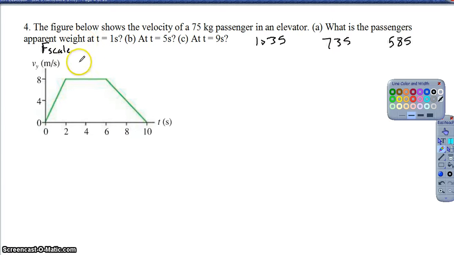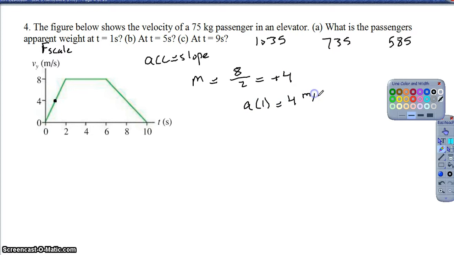Well, if I want to know what the apparent weight is, I need to know what the acceleration is. Well, I've got a velocity versus time graph. If I want to find the acceleration, I need to be comfortable with the fact that the acceleration is the slope of this graph. So if I want to find the apparent weight at 1 second, I just need to know what's the slope at 1 second. Well, that's not too bad. The slope at 1 second, it is clearly a straight line, where my slope would be a rise of 8 over a run of 2, so 8 divided by 2, so my slope would be a positive 4. So that tells me then that my acceleration at 1 second is 4 meters per second squared.